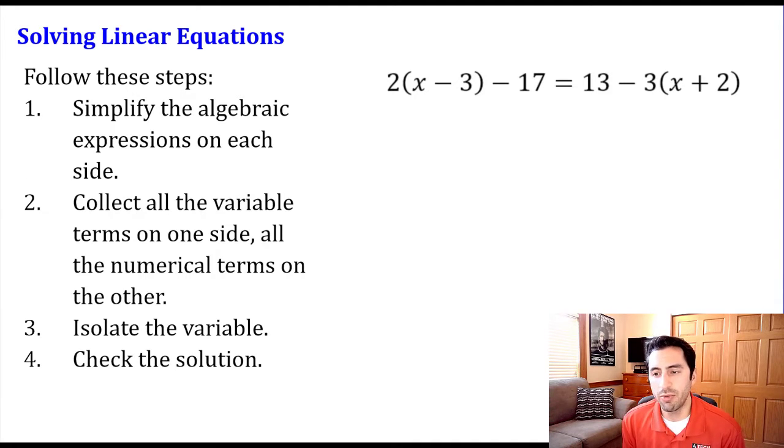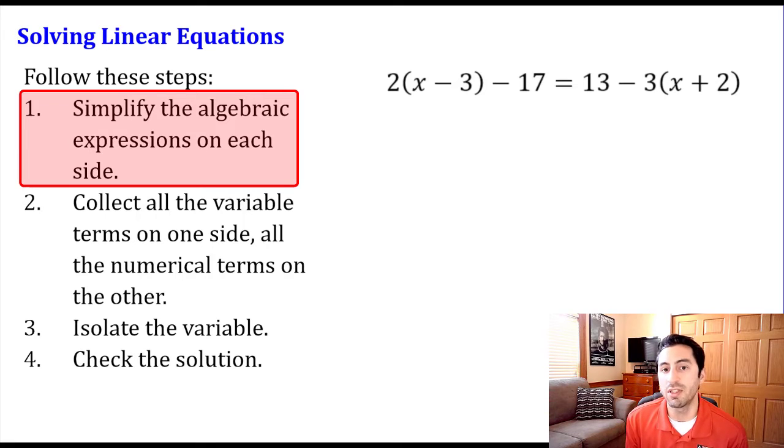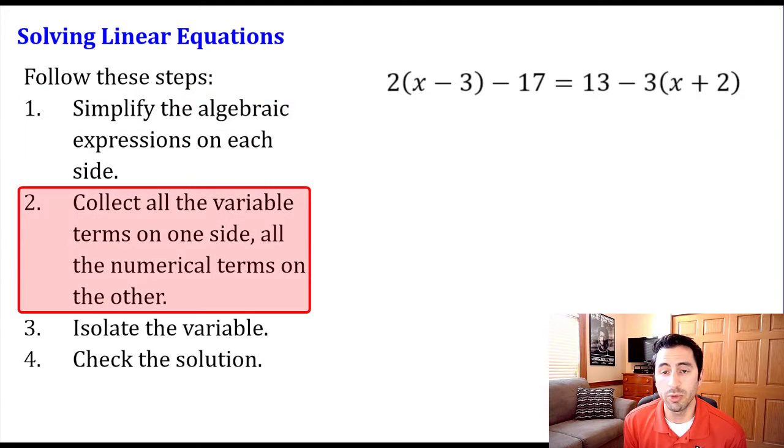And I want to go through an example following these steps. So the first one, simplify the algebraic expressions on each side. So simplifying includes things like the distributive property, combining like terms, things like that. Second step, collect all the variable terms on one side and all the numerical terms on the other. So what that means is all my terms that have a variable in them, I want them all on the same side of the equal sign so I can combine them together. Then everything that doesn't have a variable, so all my constants, all my numerical terms, we'll put those on the other side and combine them together.